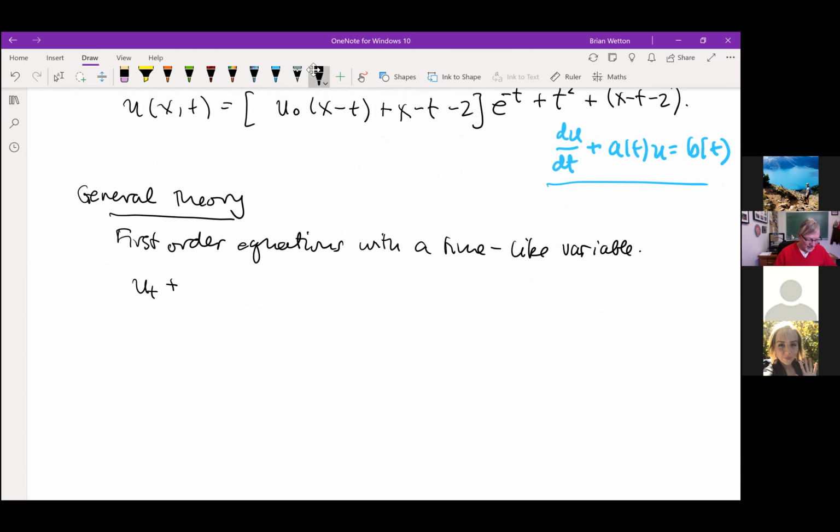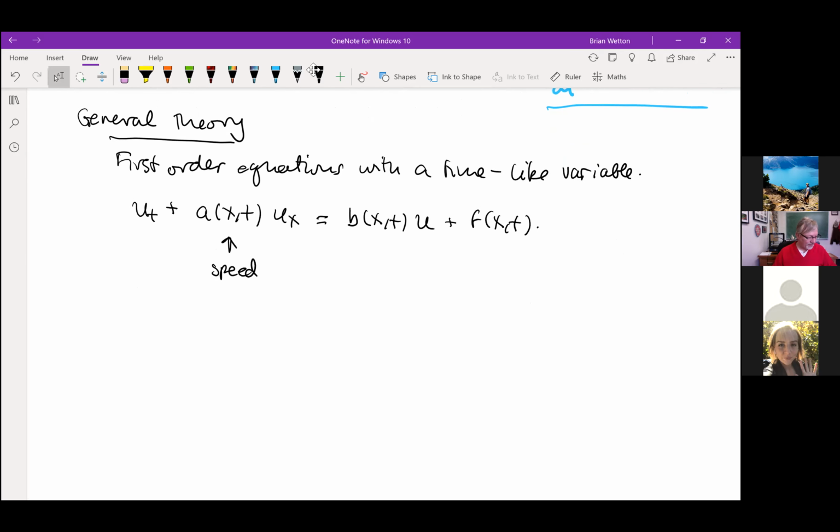So I'm going to have u_t, I'm going to have a, so here's my speed. And then I'm going to have some linear behavior in u on the right-hand side, but without derivatives. And then I'm going to have some external forcing. So let's look at what happens in a number of steps. The first one is we're going to look at characteristic curves.